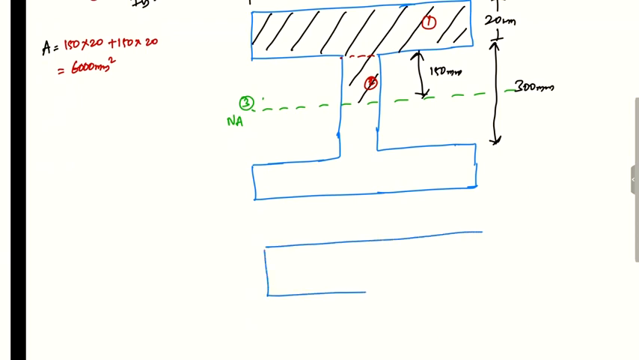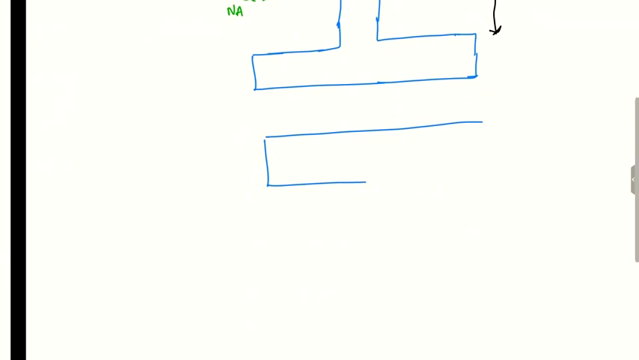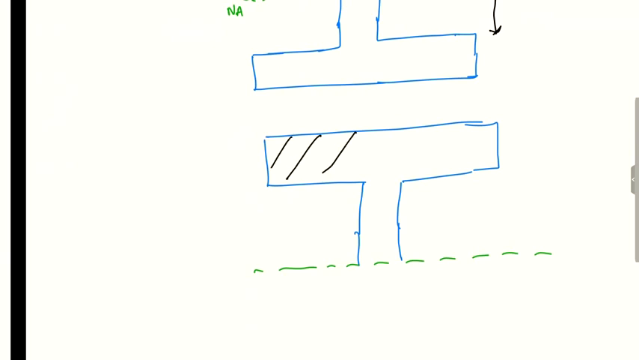The neutral axis goes like this. This is the area under consideration. Only the T sectional area is under consideration, and I have divided this into two. That is the first one, this one, and this is the second one.